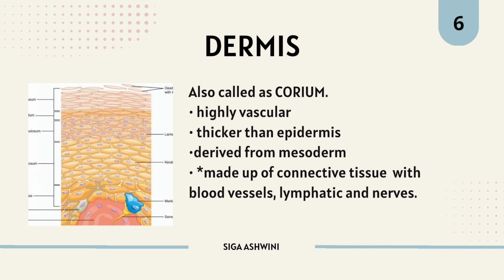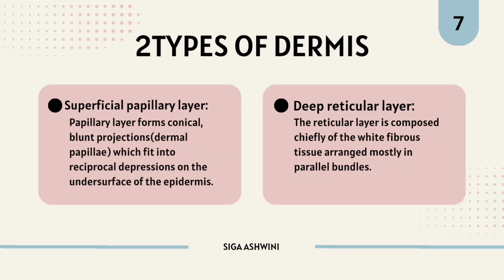It is highly vascular and thicker than the epidermis, which is derived from the mesoderm. And the dermis contains blood vessels, lymphatics and nerves which are absent in the epidermis. So here the dermis is divided into superficial papillary layer and the reticular layer. Superficial papillary layer is made up of loose connective tissue and provides nutrition to the epidermis, and in this numerous dermal papillae are projected into reciprocal depressions on the undersurface of the epidermis.